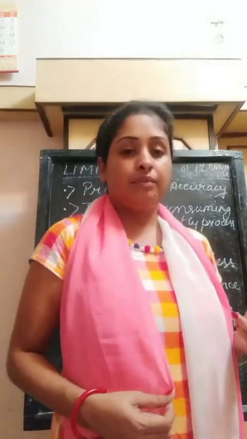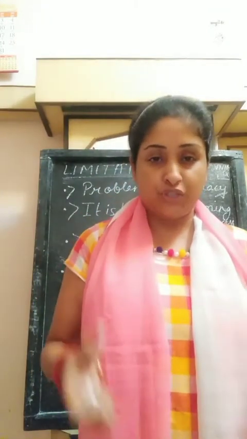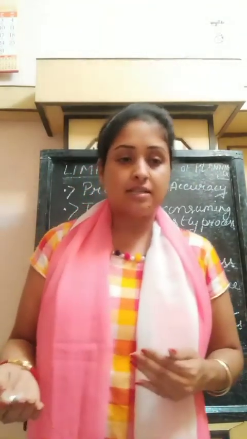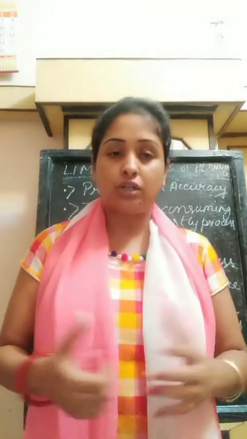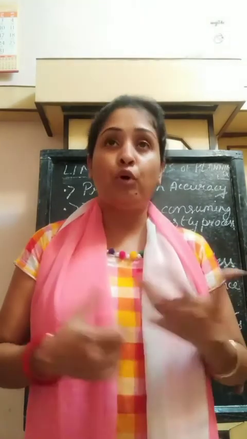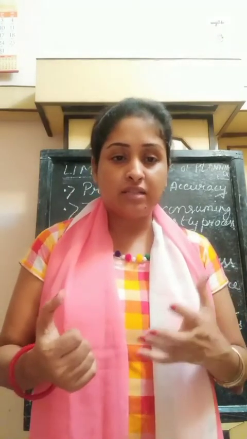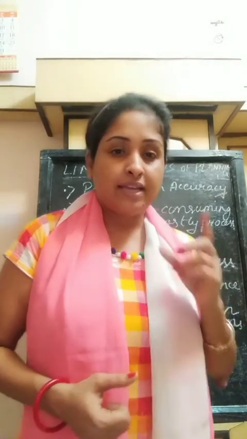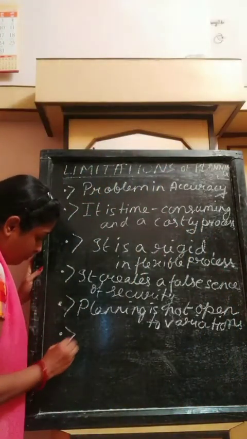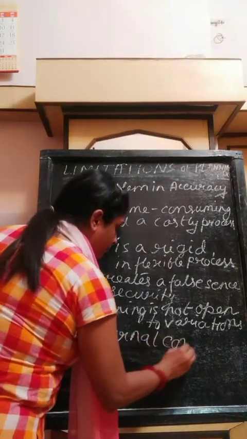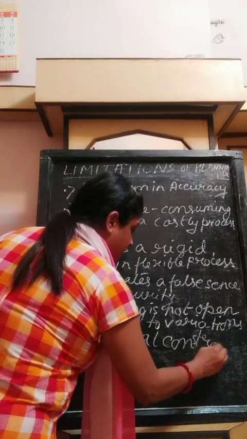Now, there are some external constraints which limit planning. External constraints come from multiple government policies, technological changes, competition, tax imposition, import-export changes, whatever changes the government brings. These external constraints hinder planning. As a result, managers are not free to take decisions, and the effectiveness of planning reduces. That's why external constraints are another important limitation of planning.